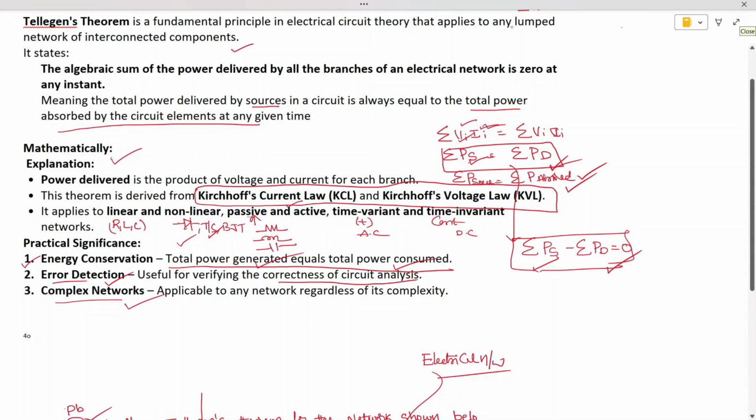So mathematically, this is obtained by the product of voltage and current. This theorem involves KVL as well as KCL. Okay, so this is applied to any network consisting of RLC elements, diodes, transistors, all electronic components, passive elements, and time varying and time invariant also.